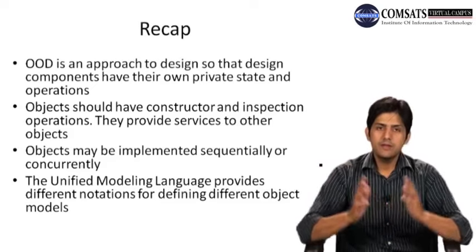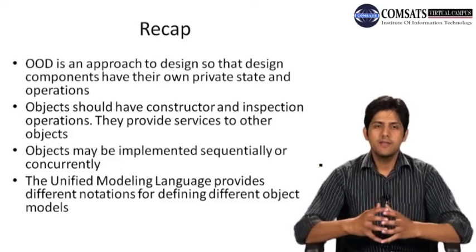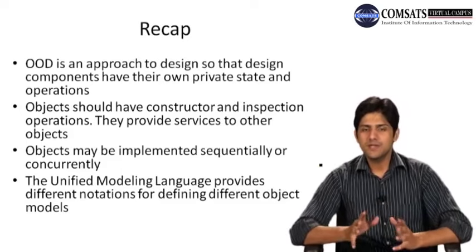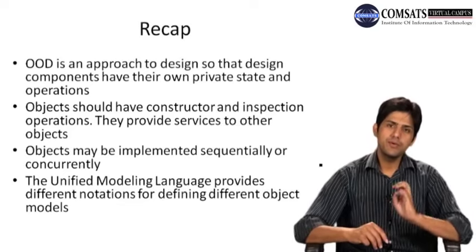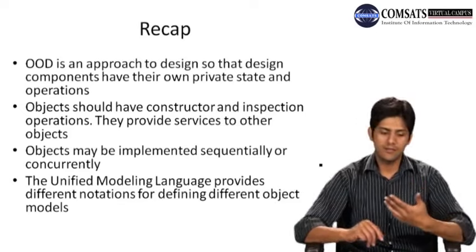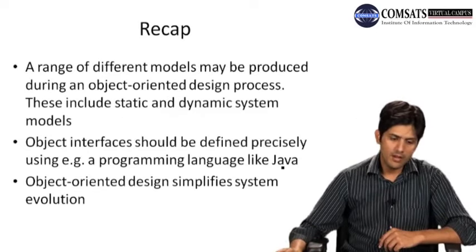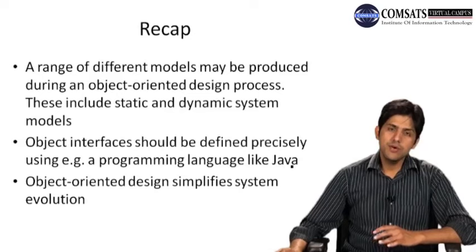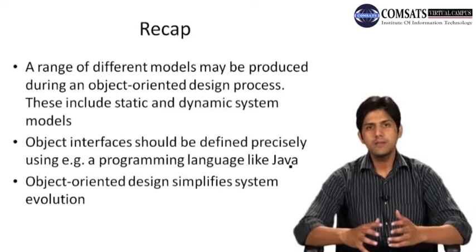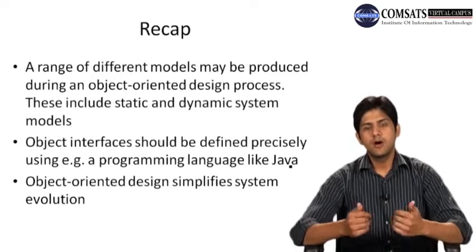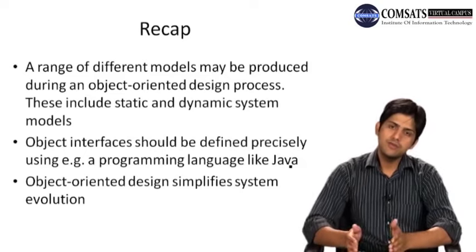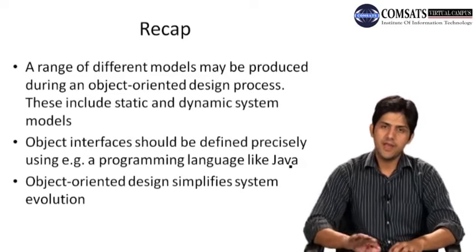Then we saw that when we have to create these models, there are different ways of creating object-oriented models, but UML is kind of a de facto standard. So whenever we say that we are going to make an object-oriented design, the first thing that comes to our mind is Unified Modeling Language, or UML. Then we saw that there is a range of models that can be created, which help us in understanding object-oriented design. We categorize them as static and dynamic system models.